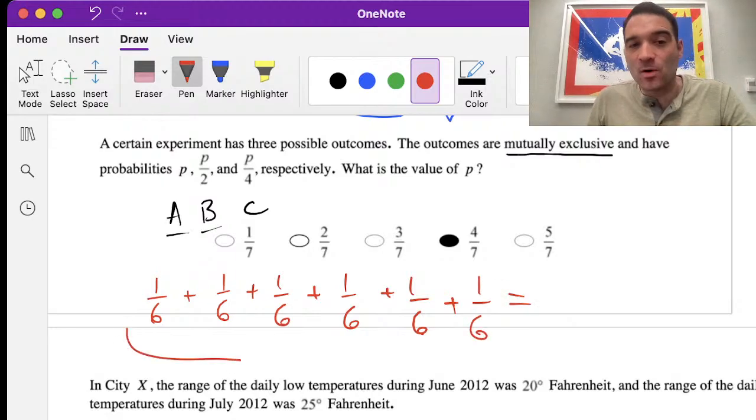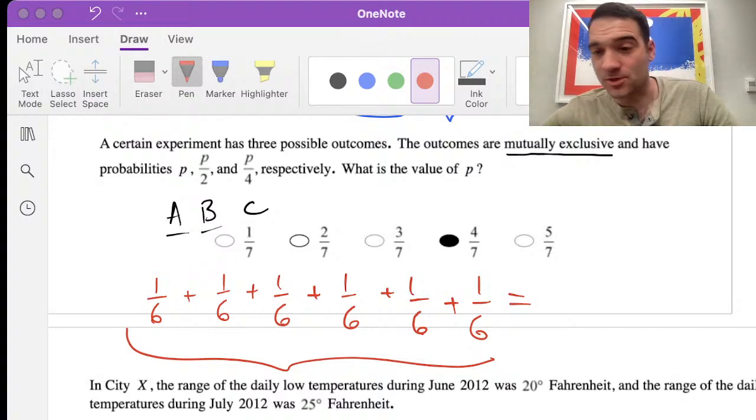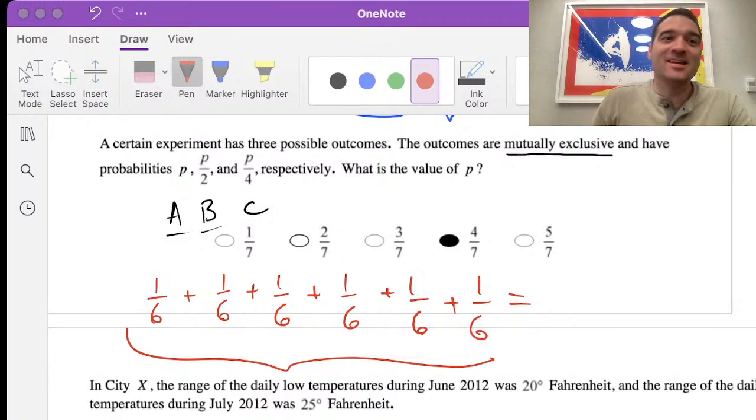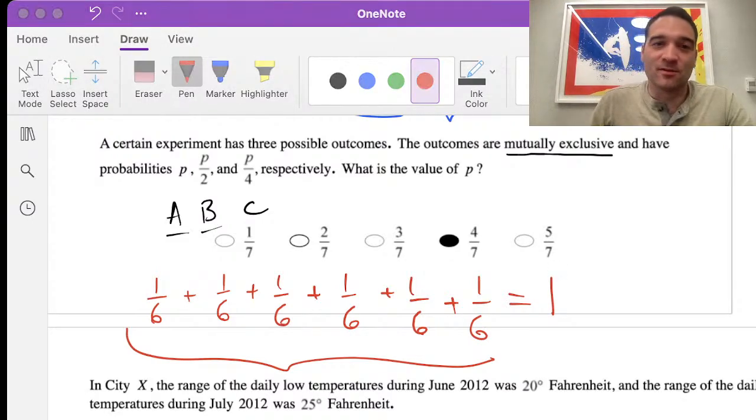If I were to add up all these probabilities, what would I get? What would I get if I added up all those probabilities? 6 out of 6, or 1, i.e., it is 100% certain that the die will land on one of the faces, right?